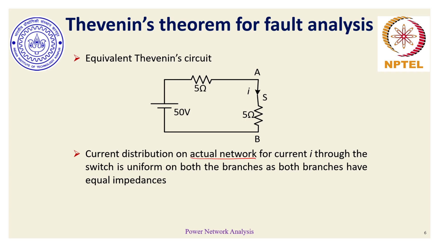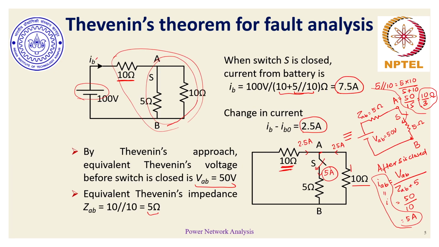Now when this current distribution actually happens, what do we see? Let us come back to this circuit actually. Let me take this circuit again for a moment. So if IB was 7.5 amperes, that means the current which was flowing along this 10 ohms resistance when the switch S was closed, it was equal to inverse proportion.